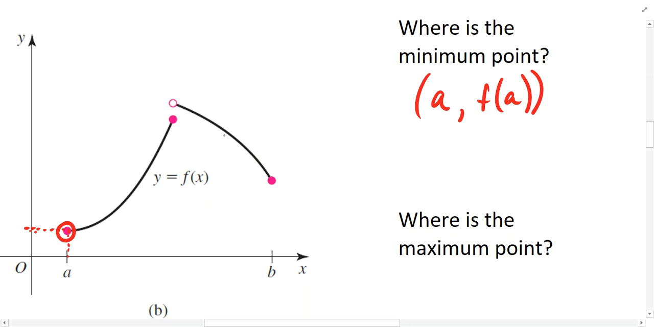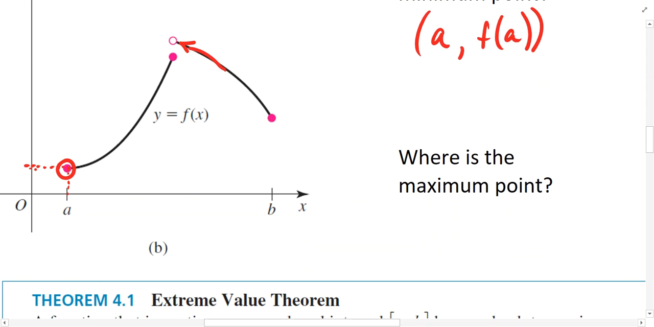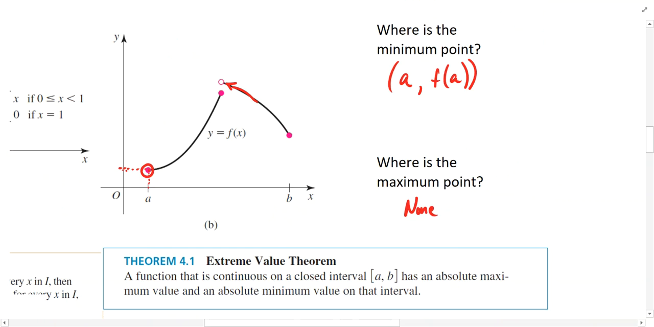As far as our maximum point goes, well, we've seen this before. This function is approaching some position, but because of the undefined point right there, there is no maximum point. There's always going to be one y value larger than the last, so we would again say that there is no maximum point here.